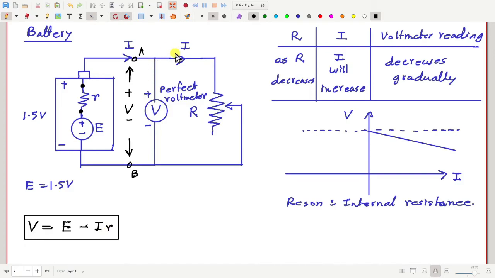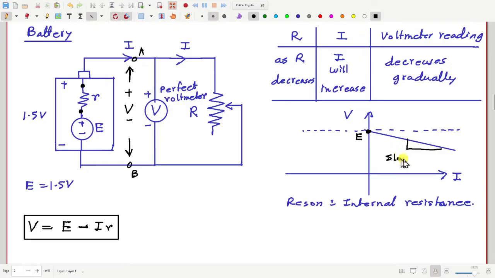Now, in this graph, why would it go down as a straight line? If this equation V equal to E minus IR is correct, then this is a straight line, right? With this point equal to E, and how much is the slope?